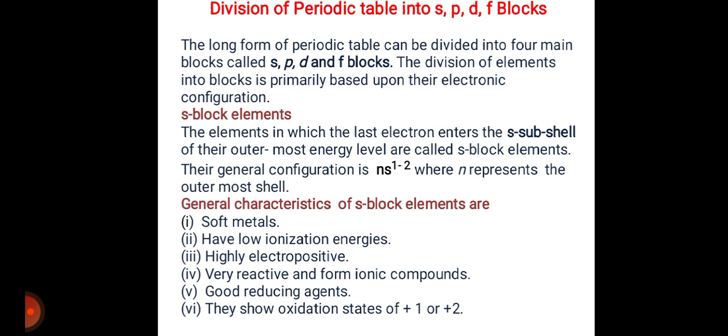And what are the general characteristics of the s-block elements? If the elements belong to the s-block, they are soft metals, and have low ionization energies and highly electropositive nature, and are very reactive and form ionic compounds. They are very good conductors. They are good reducing agents. They show the oxidation state of +1 or +2. Most of the s-block elements are present on the left-hand side of the periodic table.